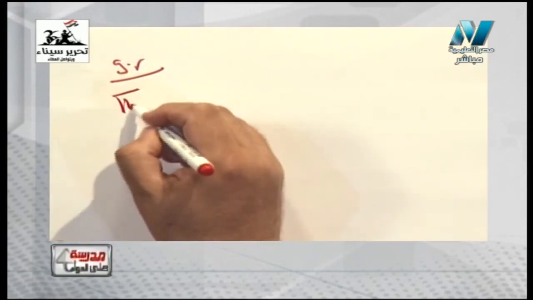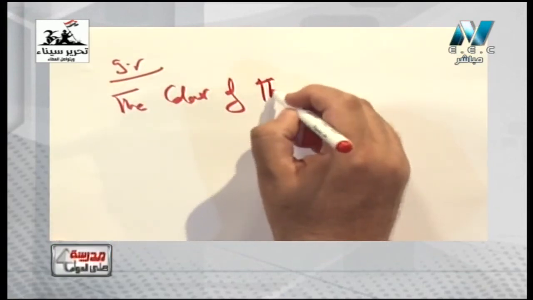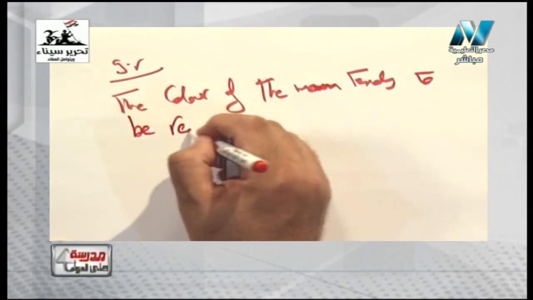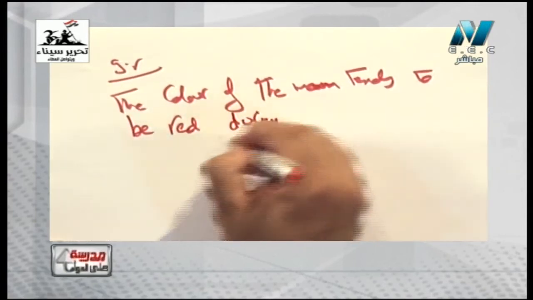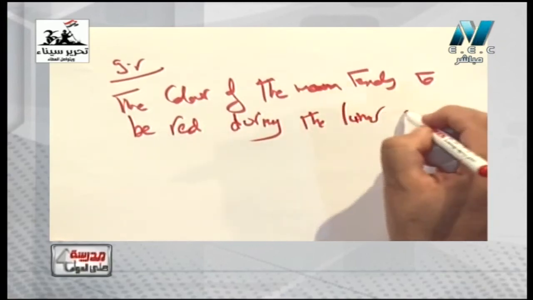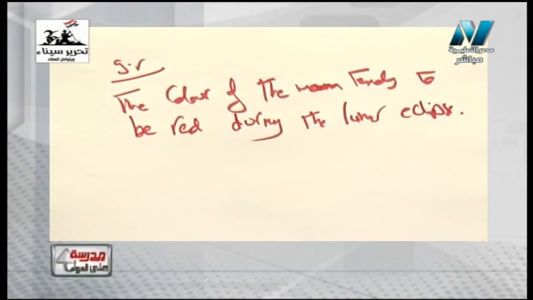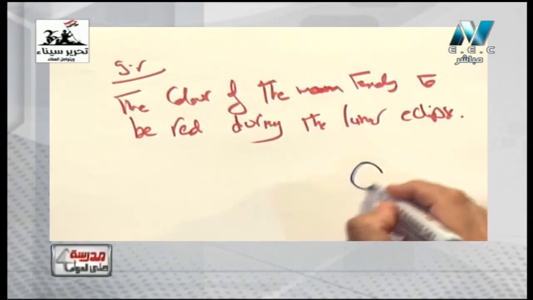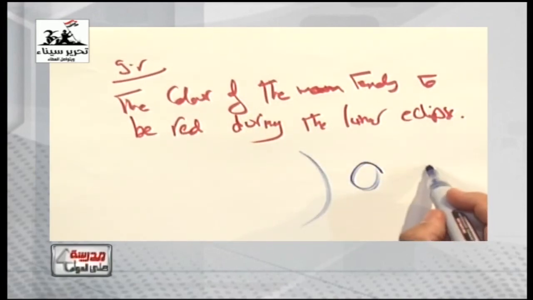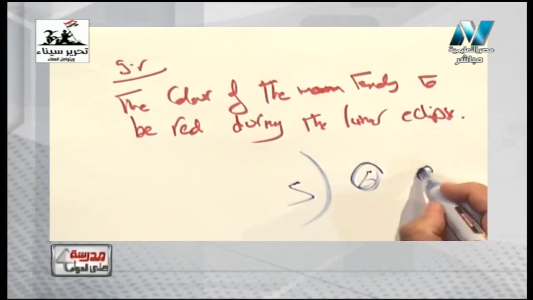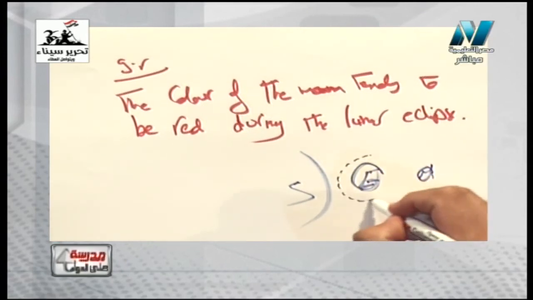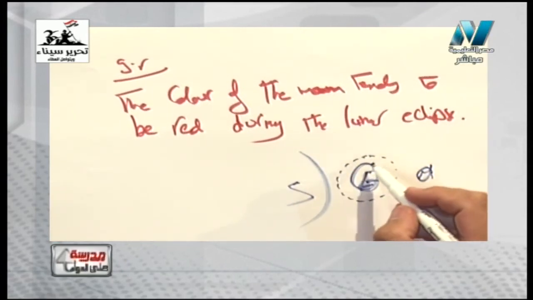Give reason, the color of the moon tends to be red during the lunar eclipse. طب هشرحها الأول بالرسمة كده وهكتب ليه بيحصل ده. Okay, for example, imagine that there is Earth here and the Sun, and also the Moon is here. Earth, Sun, and the Moon. We know that in lunar eclipse, which body is in the middle? The Earth. And we know that Earth has what around it? Earth has atmosphere. الأرض حواليها حاجة بنسميها atmosphere أو غلاف الجو، which we have studied in the last semester.